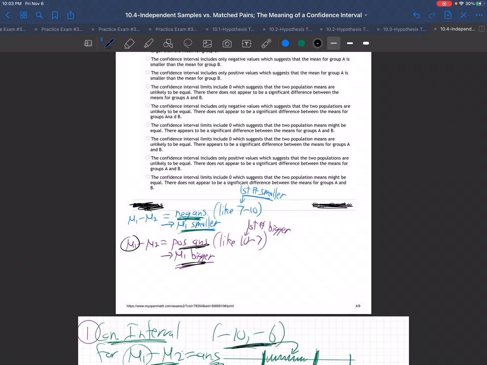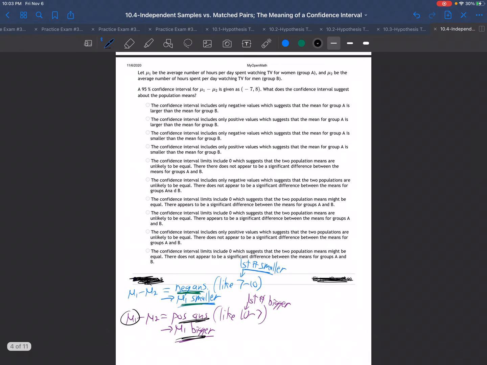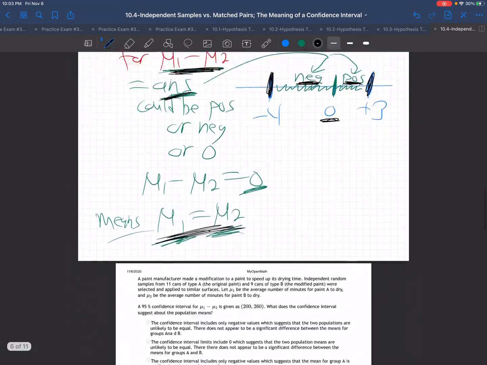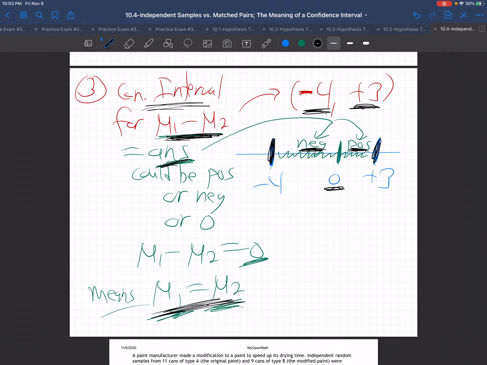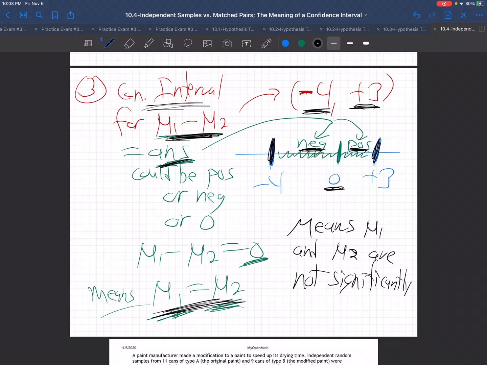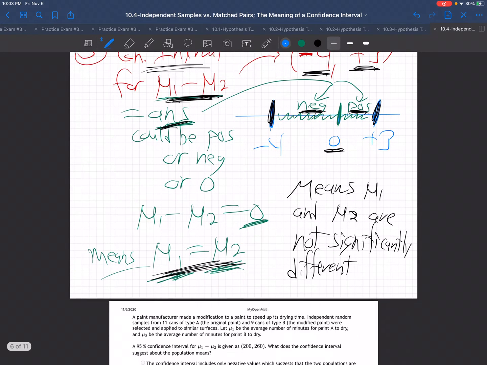We just don't know what that means. That means totally unclear, right? So that means, in other words, this third case means mu1 and mu2 are not significantly different. In fact, they even might be equal, the same, right? Their difference could be 0. So that'd be the conclusion in that case.